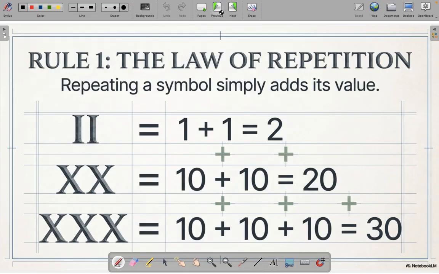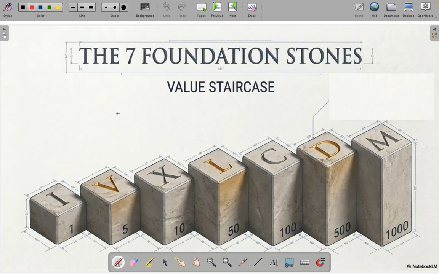So if you want to represent 1, you can use I. If you want to represent 10, you can use X. If you want to represent 100, you can use C. If you want to represent 1000, you can use M. But what if I want to write 25? Then I cannot rely on only one of these letters.